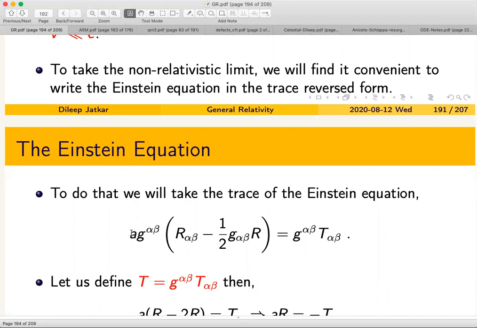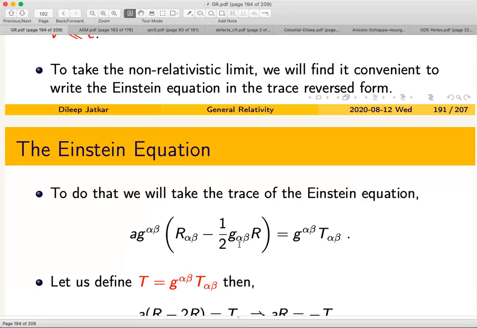I could have written −8πG in the denominator here, but I just chose to write A instead. So when you take a trace on both sides, on the right hand side you get the trace of the energy momentum tensor, which I am going to call T. On the left hand side, g^αβ R_αβ gives you the Ricci scalar; that is how the Ricci scalar was defined. Whereas g^αβ g_αβ would give you a number, and that number depends on how many dimensions in which you are studying this problem.